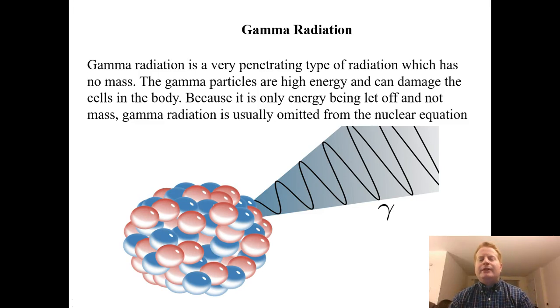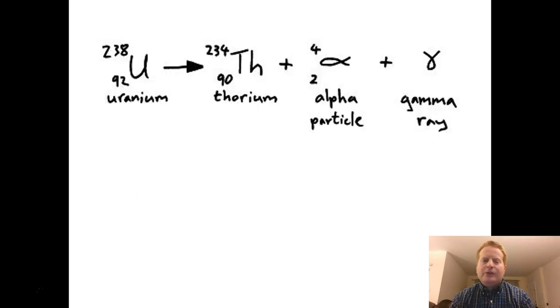Last type is gamma radiation. So this type, very high energy. It's really just a high energy wave, and as a result, it usually comes out with the rest of the nuclear decay. It's not like its own separate thing. It'll come out with the other ones. So for example, here's an alpha decay, and then gamma was just part of that result as well.